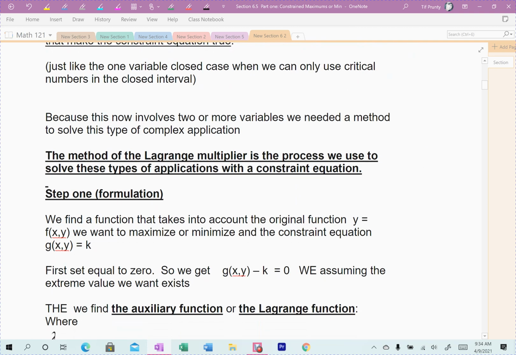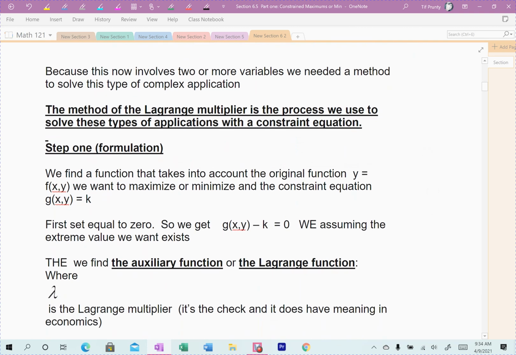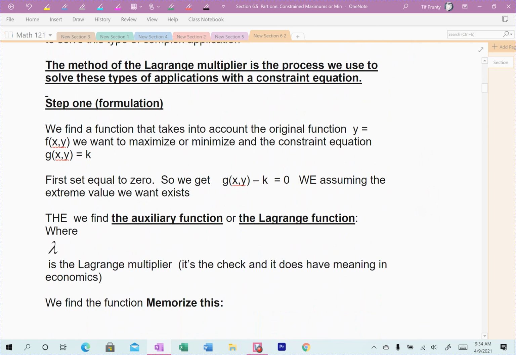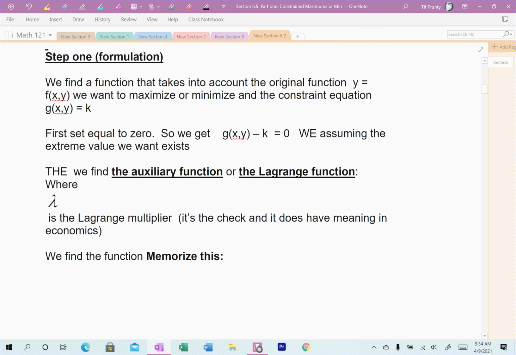Since it involves multivariables, it's a little more complex than the one variable case. We actually have to set up a formula, and the formula that we use is the Lagrange Multiplier equation, or Lagrange Multiplier setup. So that's what we use. Step one is the formulation: set up the formula. The formula involves both the original function I want to optimize, profit, revenue, cost, whatever it is, and our limitation: limited budget, limited time, limited number of items.